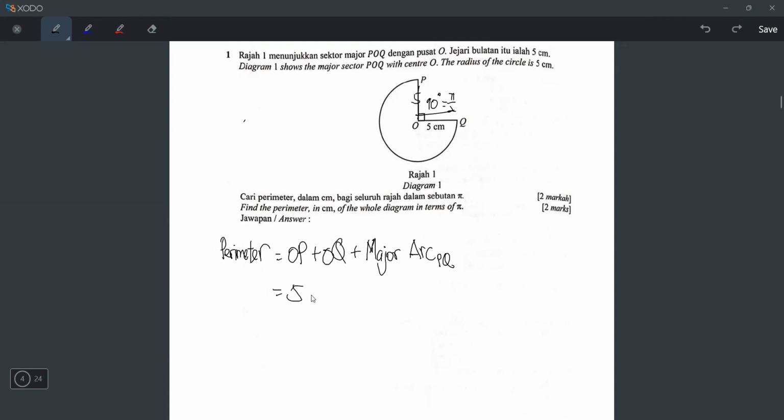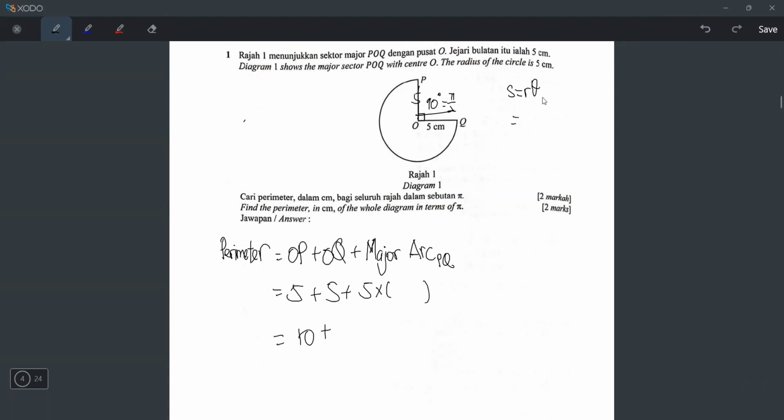Okay, OP is 5, OQ is 5, so 5 plus 5 is 10. But we need to find the length of arc PQ, and it's the major arc. Which formula will I use? I will use this one: s equals r theta, the first formula you learn in Form 5, Chapter 1, circular measure. So the radius, you will put 5, right? Because the radius is 5. And then times the angle.